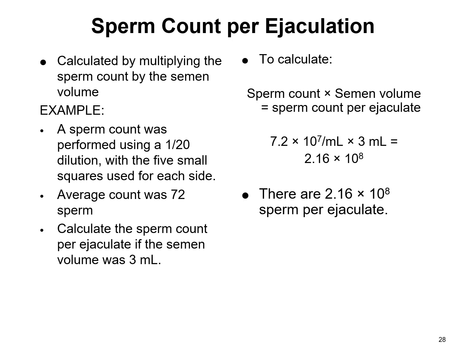However, the information we have not been given up until now is that there were 3 mLs of fluid. So you would have your sperm count times your volume. So that's 7.2 times 10 to the 7 times 3 mLs, and that gives us a total of 2.16 times 10 to the 8th sperm per ejaculate.